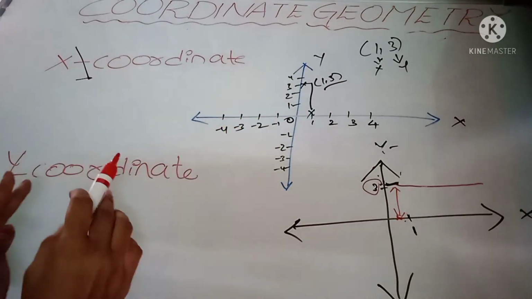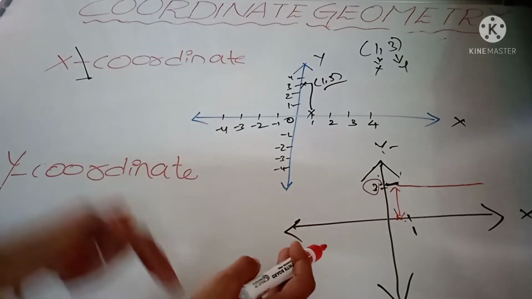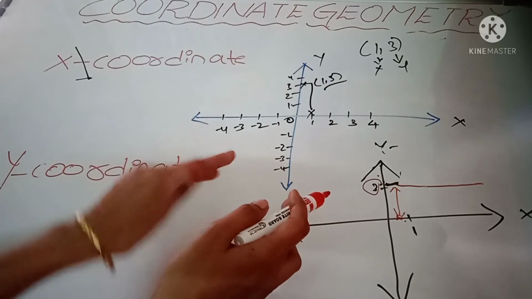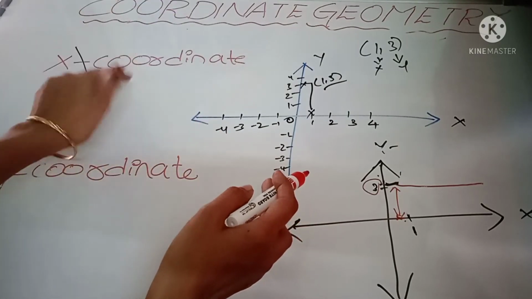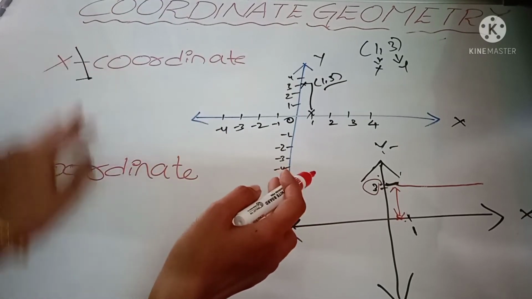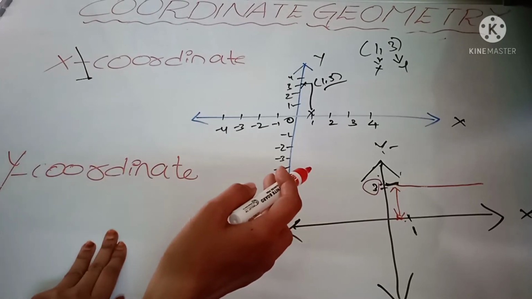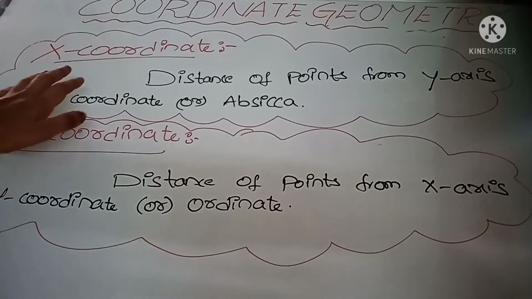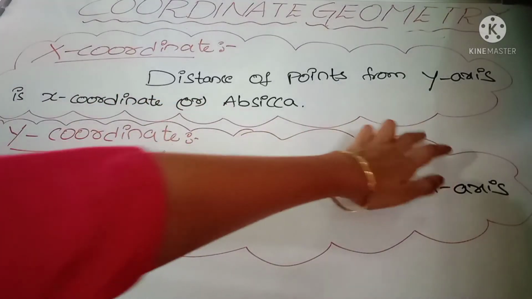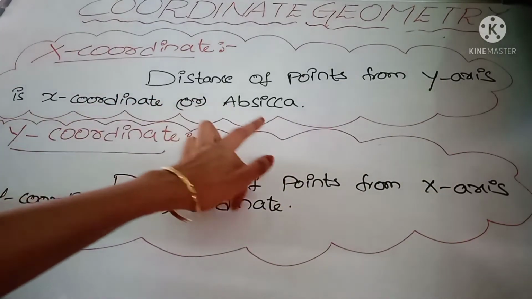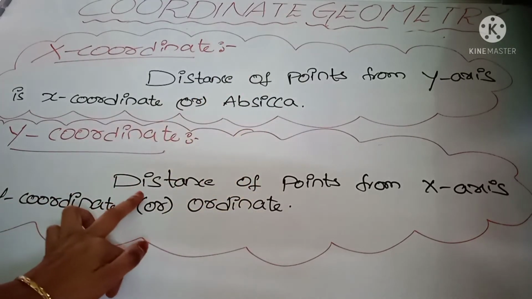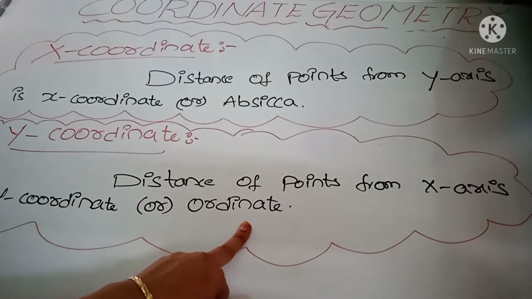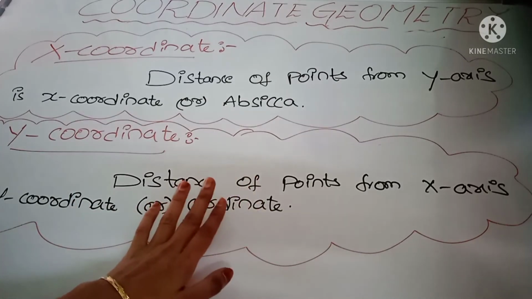The distance of a point from x-axis is known as y coordinate and the distance of a point from y-axis is known as x coordinate. And these can also be known as x coordinate is also known as abscissa and y coordinate is also known as ordinate. So x coordinate is the distance of points from y-axis, called x coordinate or abscissa, and y coordinate is the distance of points from x-axis, known as y coordinate or ordinate. Okay, up to here clear?